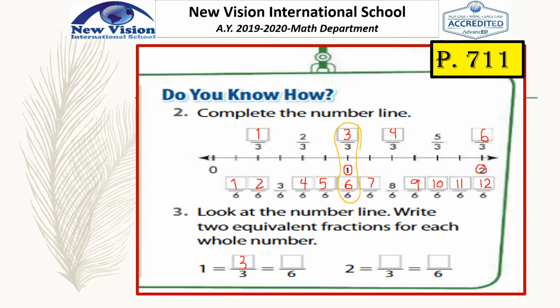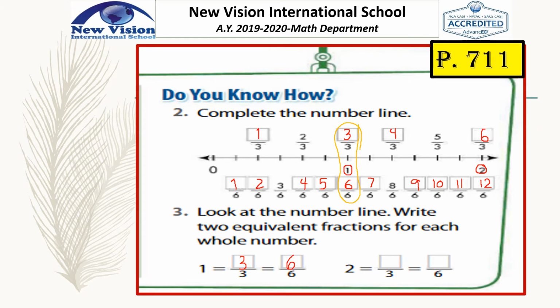3/3. And for the denominator 6, we have 6/6. Did you get that? Always remember that when the numerator and the denominator are the same, that should be equal to 1. So 3/3 is equal to 1, and 6/6 is equal to or equivalent to 1.